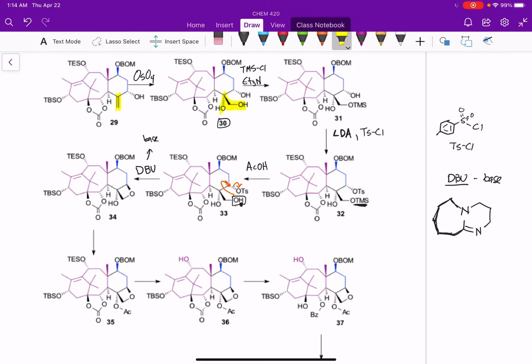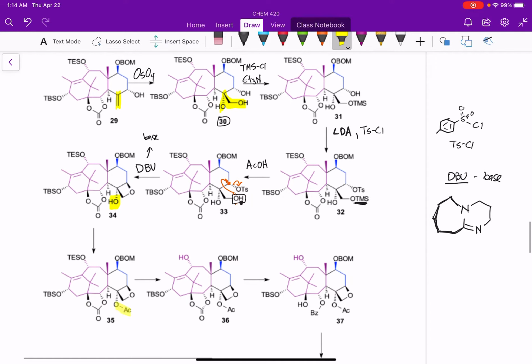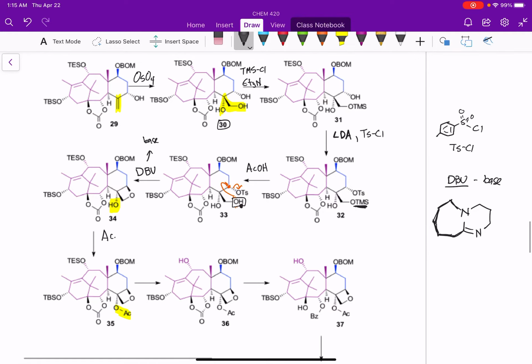34 to 35 is quite simple. We just need to protect that tertiary alcohol as an acetate. We know how to do this: acetic anhydride, Ac2O, with pyridine as the solvent. And they add a little bit of DMAP, right, to make that protection go quite easily.